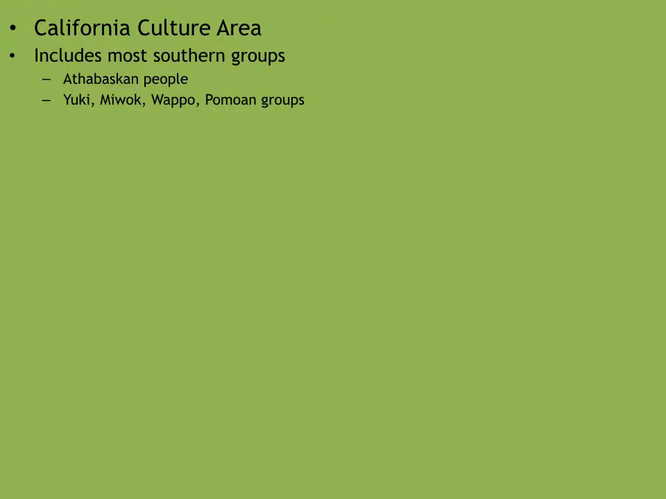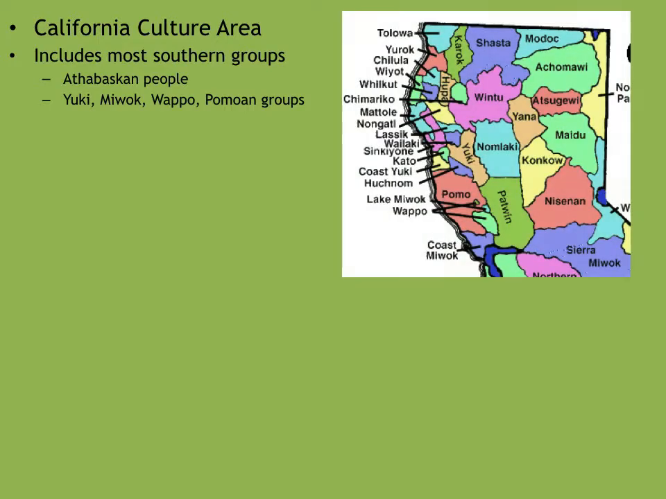There's also the California Culture Area. Now, this includes most of the southern Northwest Coast areas. So, if we were to split the Northwest region into two groups, the one further north and the one a little bit further south, the southern area is the California Culture Area. These include most southern groups, the Athabascan, the Yuki, the Miwok, the Wappo, and the Pomoan groups. And again, you can see some of these to the south, a little bit more prominent.